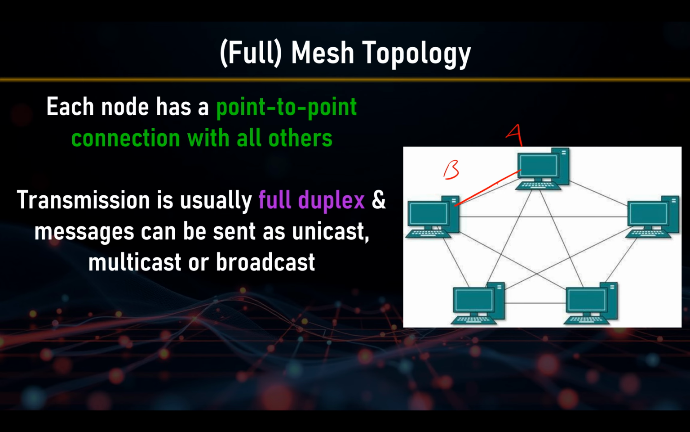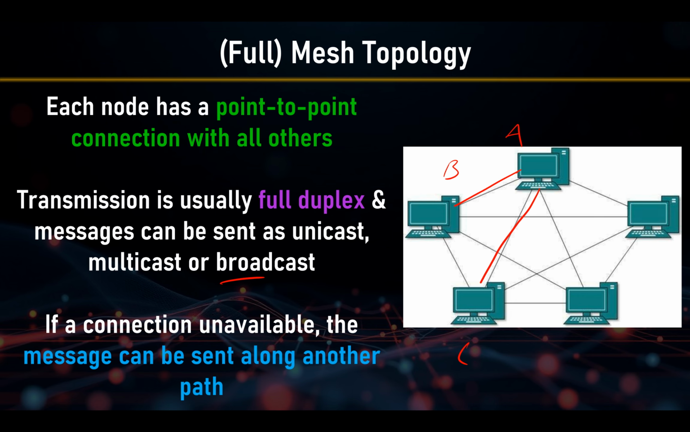If A wants to send to B, they're just going to send it along this wire here. Likewise, let's say A also wants to send to C. They can simultaneously send to B and C. Likewise, if they want to send to all of them, B, C, D, and E, they can do that in order to broadcast.